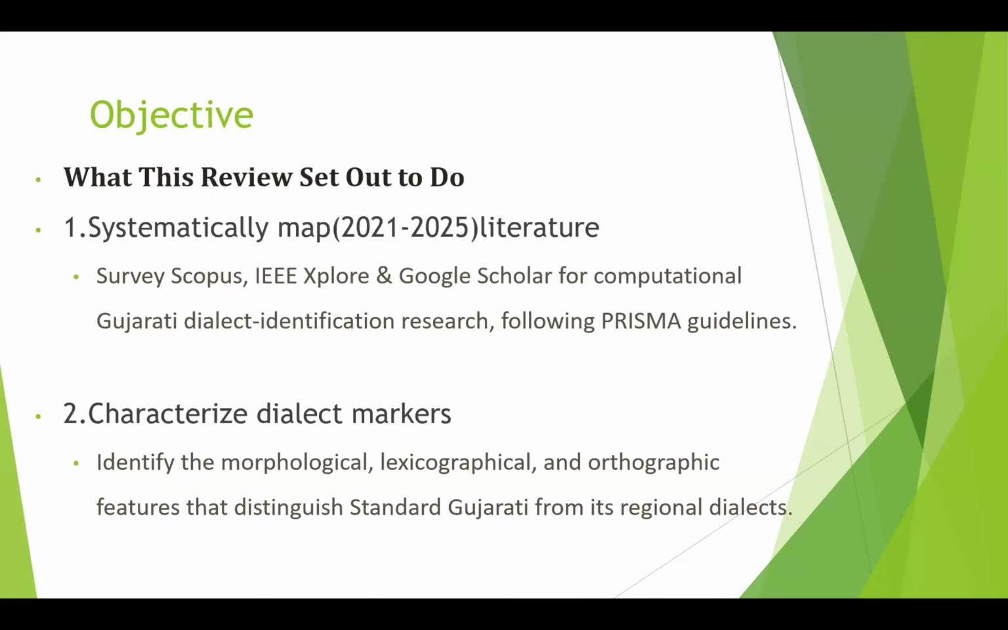So we set five objectives for this review. The first two are on the slide. The first objective is to systematically map the 21 to 25 literature, surveying Scopus, IEEE Xplore, and Google Scholar for computational Gujarati dialect identification research, following the PRISMA guideline for a transparent and reproducible process. The second objective is to characterize dialect markers, identifying the morphological, lexicographic, and orthographic features that distinguish Standard Gujarati from its regional dialects.